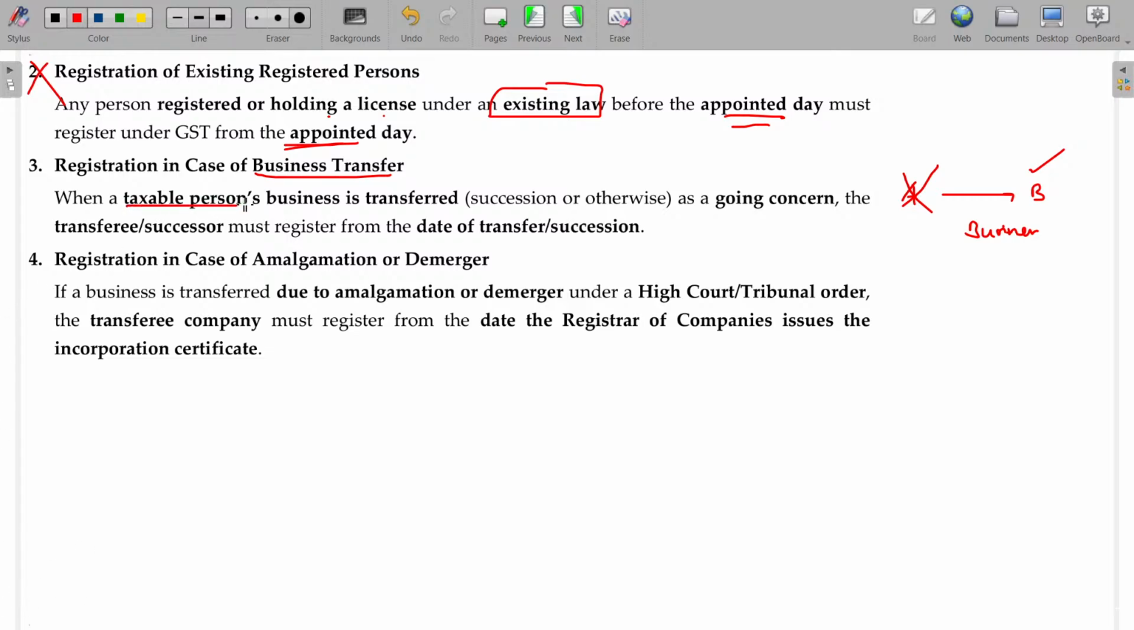When a taxable person's business is transferred, by succession or otherwise, as a going concern, the buyer will now continue the same business. The transferee or successor must register from the date of transfer and succession.